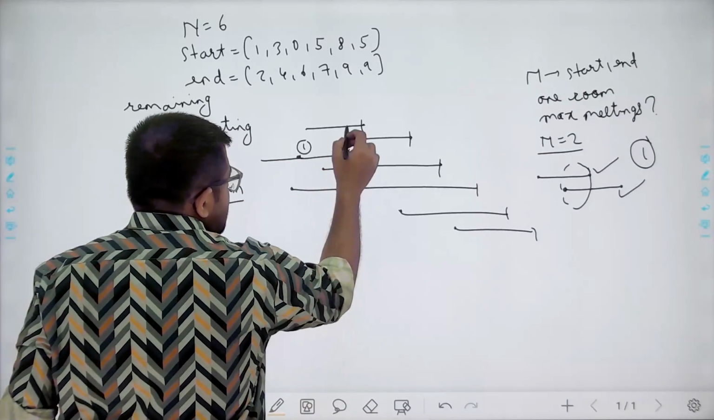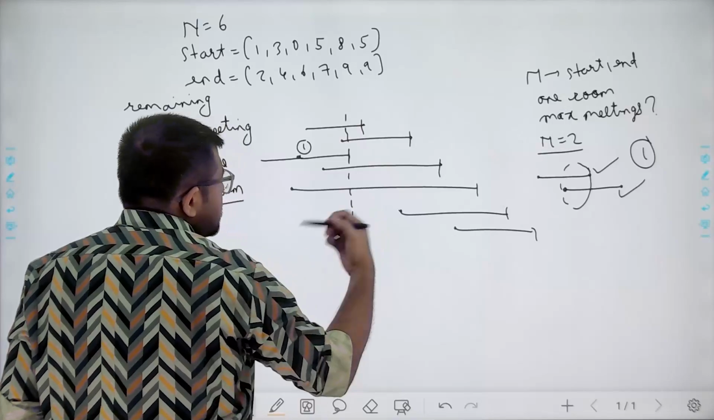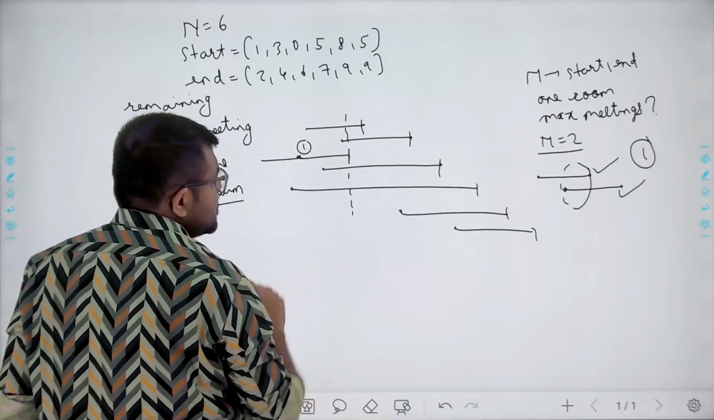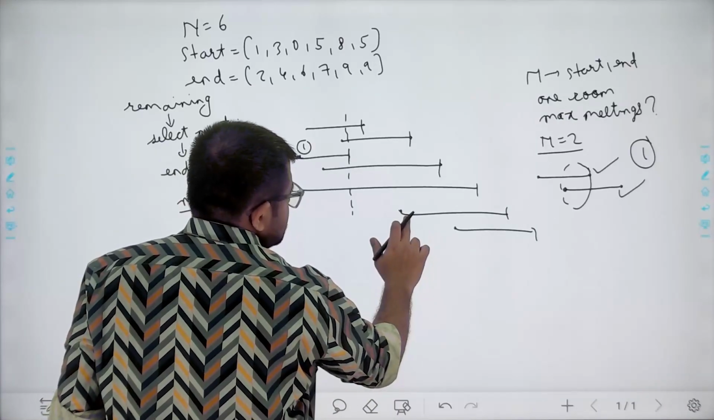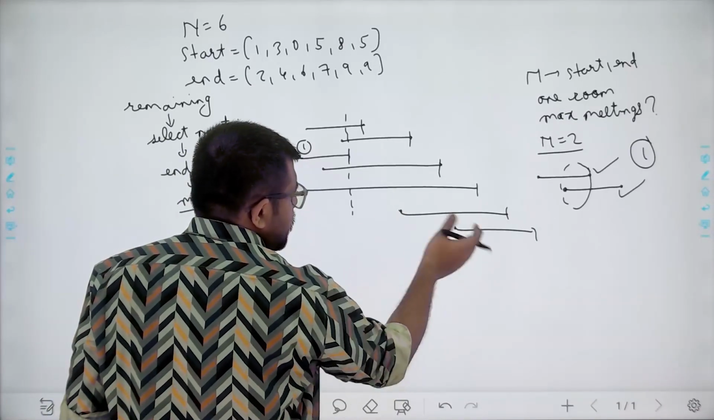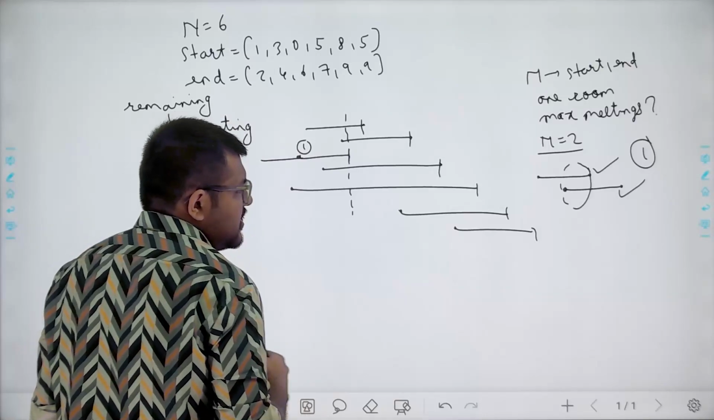Now since this ends here, I can only select the next meeting whose starting time is greater than this. So what are the meetings left? I think this is the meeting and this is the meeting left. Now among these two meetings, which has the first ending time, we will select that.